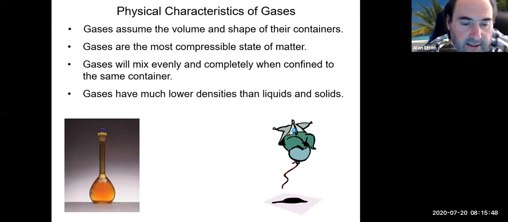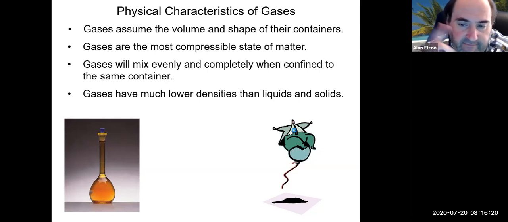Now, gases, on the other hand, typically assume the volume and shape of the container they're in. Again, as the gases are flying around, they uniformly fill whatever container they're in. So, for example, like this volumetric flask over here, the gas in there is pretty much uniformly filling that container, and obviously, by default, taking the shape of it as well. Gases are the most compressible state of matter. Gases will mix evenly when they're combined in the same container.